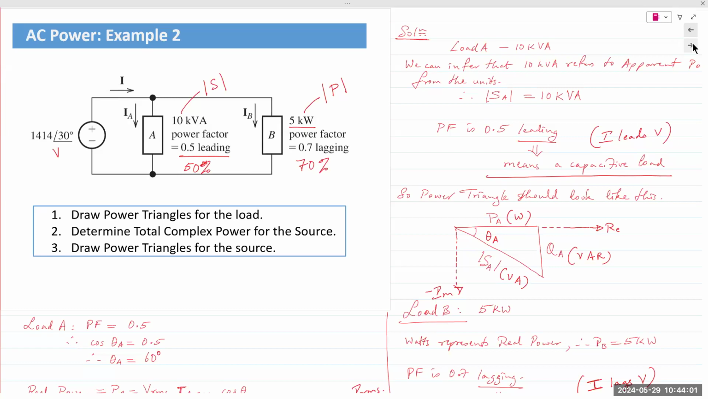Those loads A and B seem to be comprised of resistors, capacitors, and inductors, but nothing is given to us. We are asked to find the total complex power for the source and draw power triangles for all 3, for the source and for A and B.